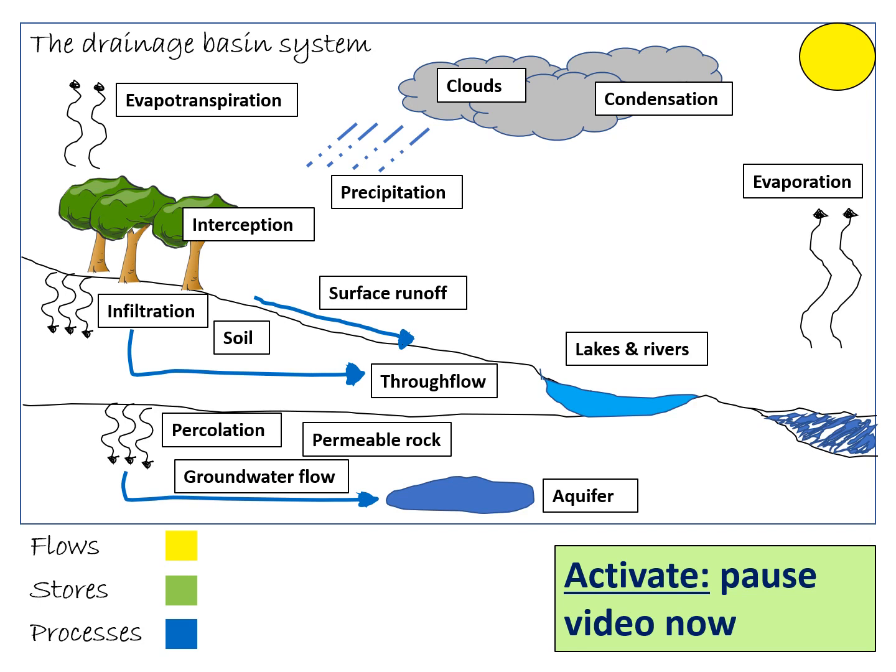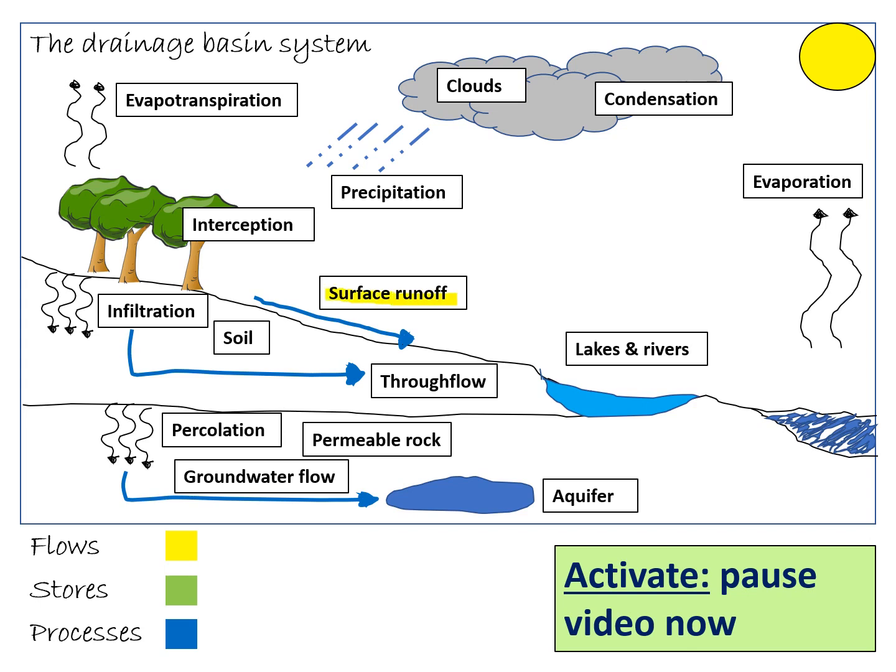Okay, so I want you to pause the video and just check that your diagram looks like this. And then what we're going to do is to highlight where you see the flows, where you see the stores of water, and where there are processes. Now processes are where water changes from one state into another. So let's go through them.